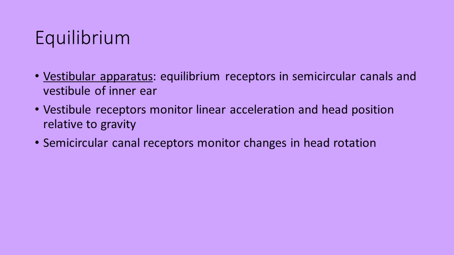For equilibrium, the equilibrium receptors are located in the semicircular canals and also in the vestibule. All are contained within the inner ear. The vestibule monitors acceleration and head position relative to where gravity is. And then the semicircular canals, because remember there are three of them in different locations, can help monitor the rotation of the head.